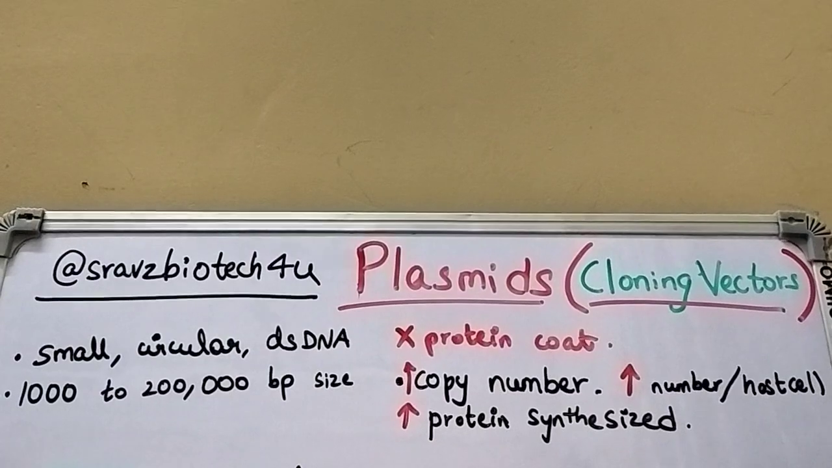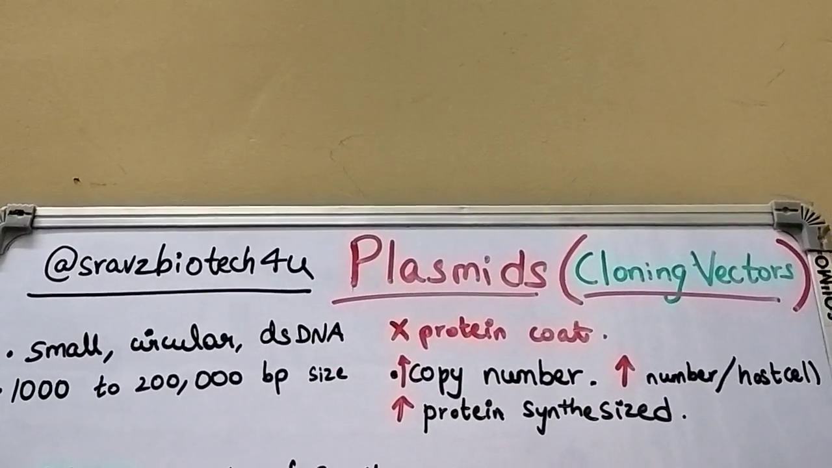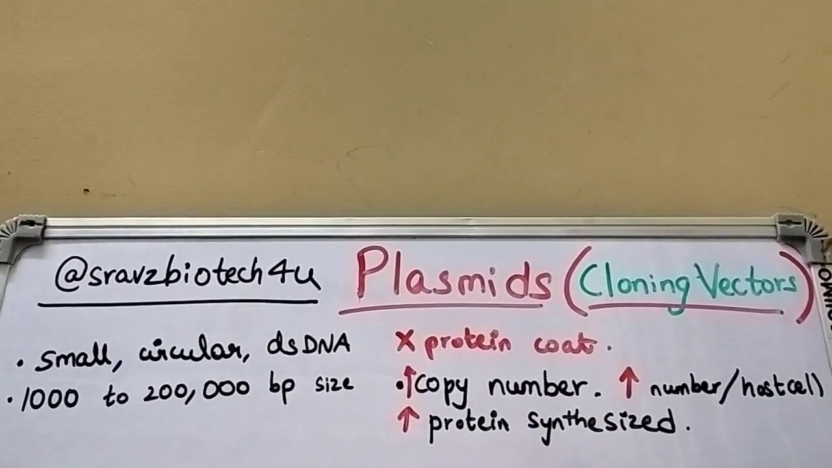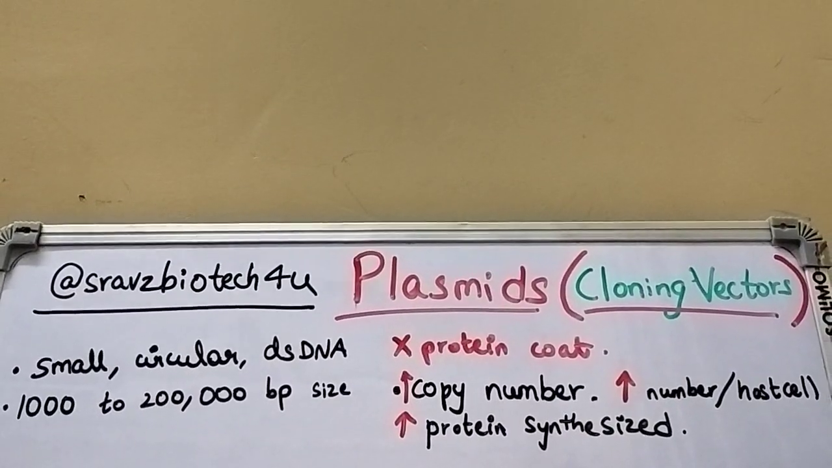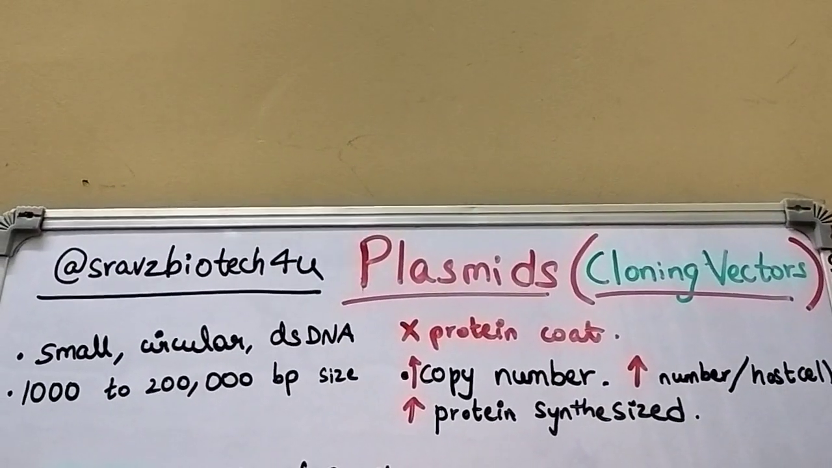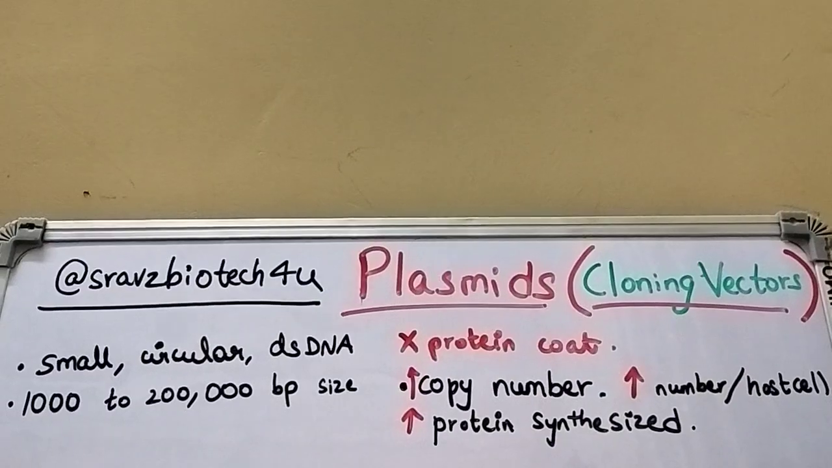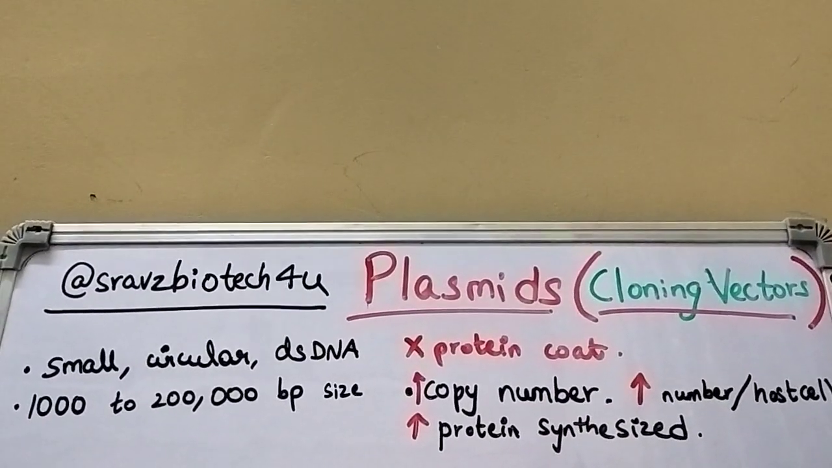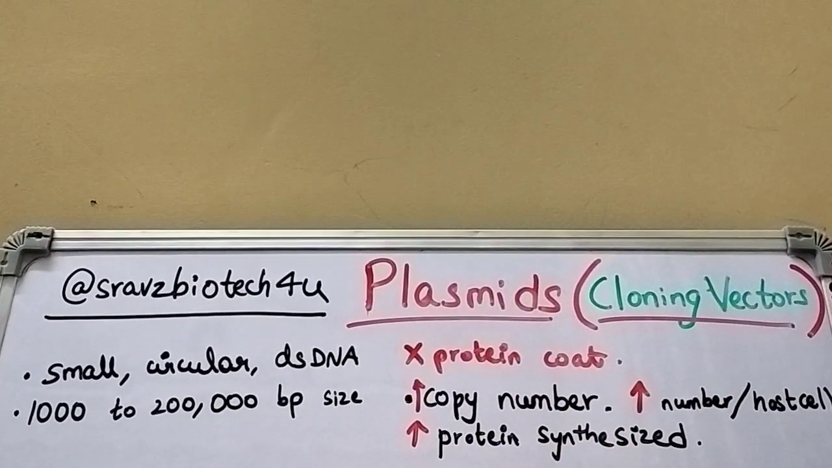Today we'll discuss the types of cloning vectors. The first type is plasmid. Plasmid is nothing but a small, circular, double-stranded DNA lacking protein coat. It is 1000 to 2 lakh base pairs in size.